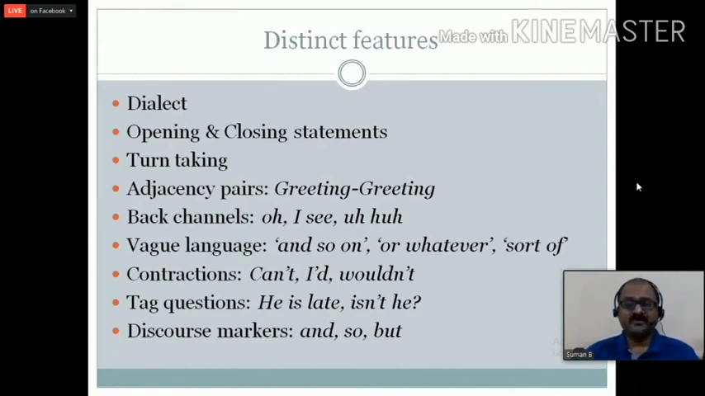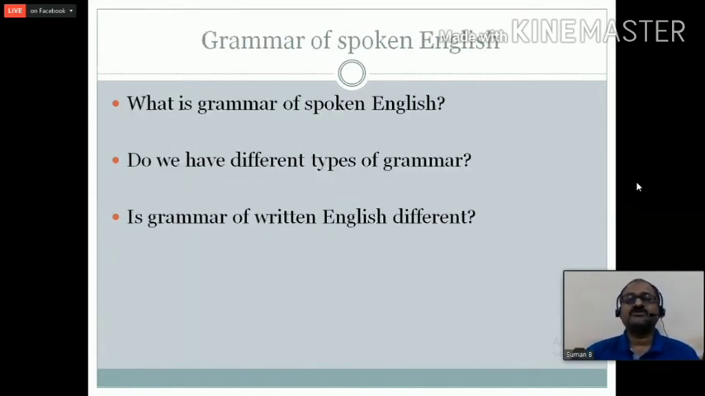Contractions, as you know, short forms like can't, wouldn't, shouldn't. These are exclusive features of spoken English, not written English. And tag questions. Question tags are also an exclusive part of spoken English and not written English. Discourse markers. Because spoken English is not planned, normally we make use of discourse markers like and, so, but; these kinds of linkers are used or repeated a lot. So all these distinctive features make spoken discourse unique. So this is the last item in our discussion.